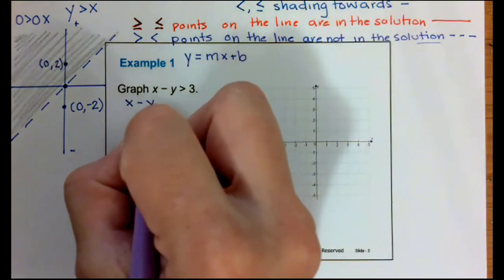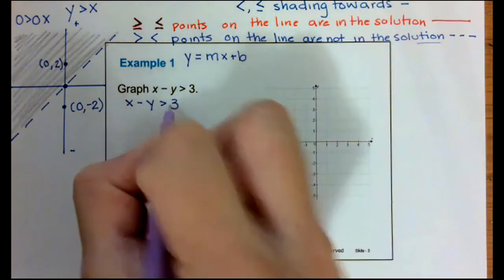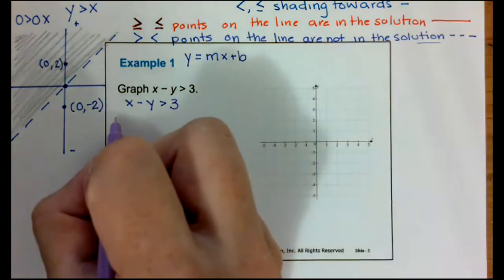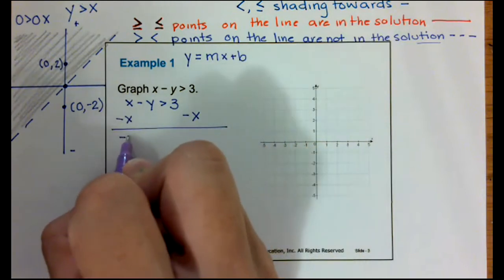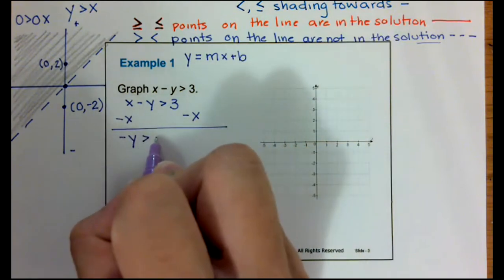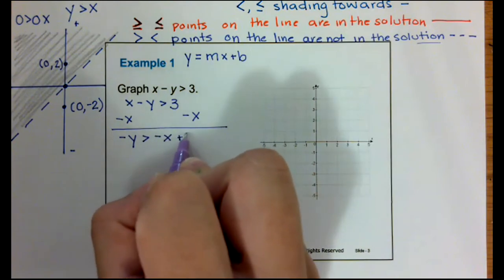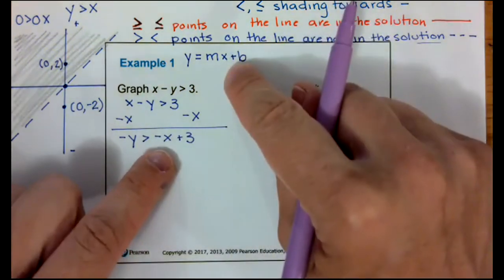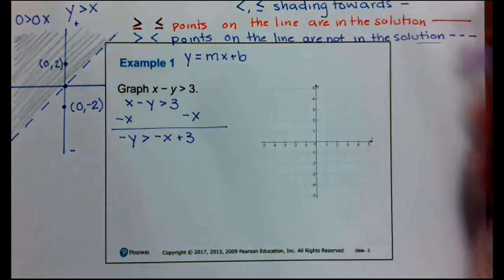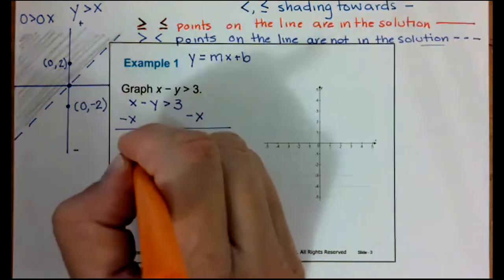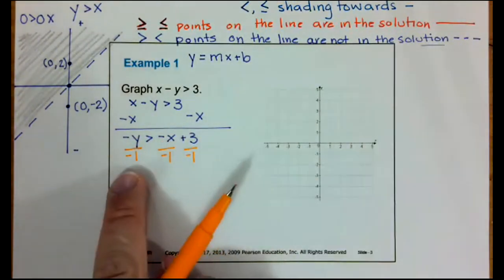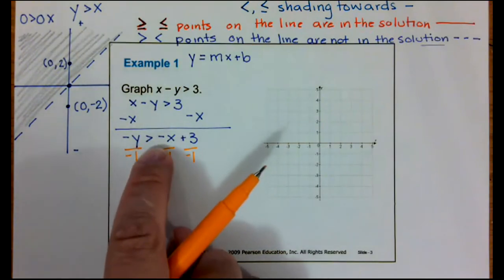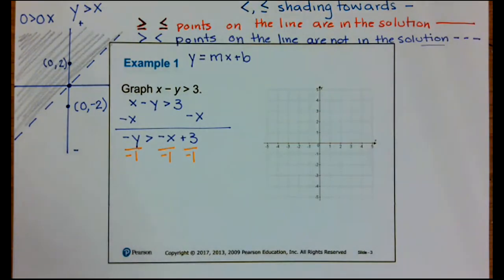x minus y is greater than 3. I need to subtract x. Now I have negative y is greater than negative x plus 3. I put the x in front because I want it to look like this. Now I'm dividing by -1. Remember, when you divide by -1 in an inequality, we flip this sign. You must remember to do that.